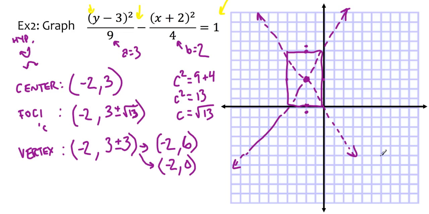That's beautiful. All right, so we know it opens up or down. It's got to hit our vertices. It's got to stay within those asymptotes. So it should look like so. All right, so there's our hyperbola for example 2.